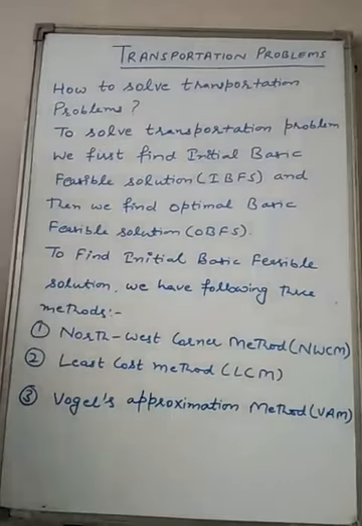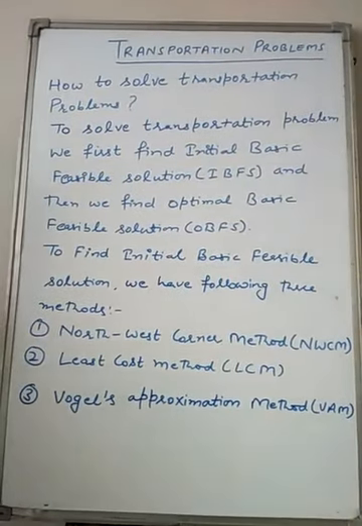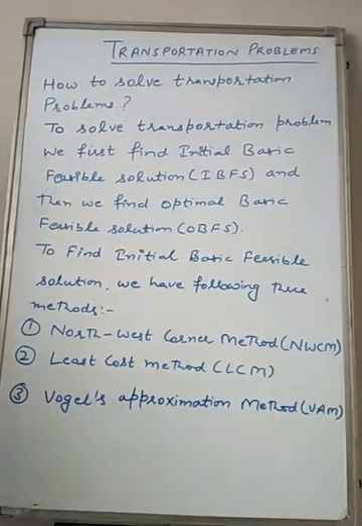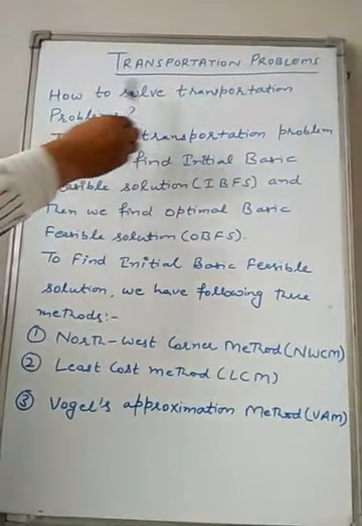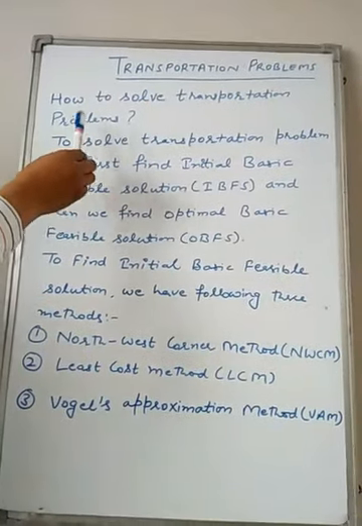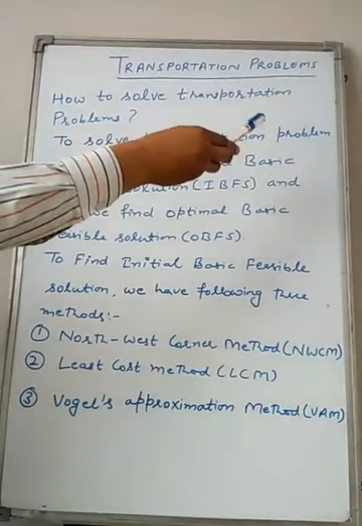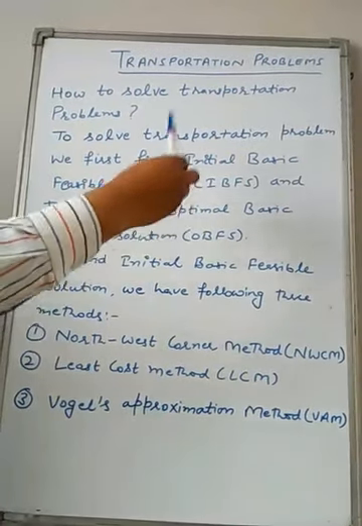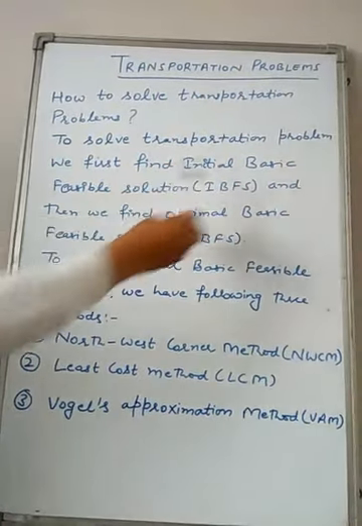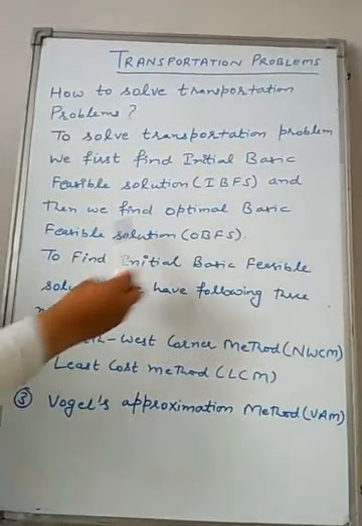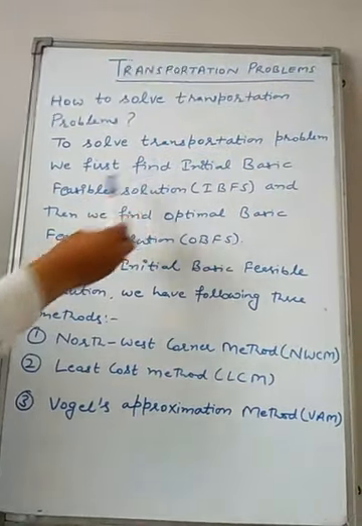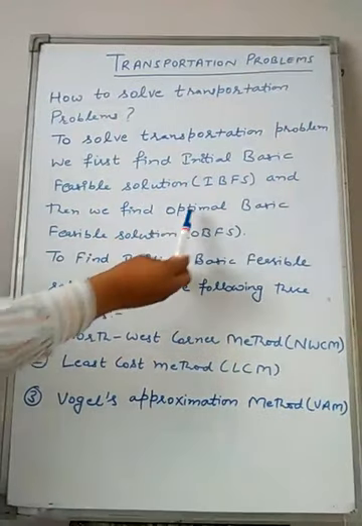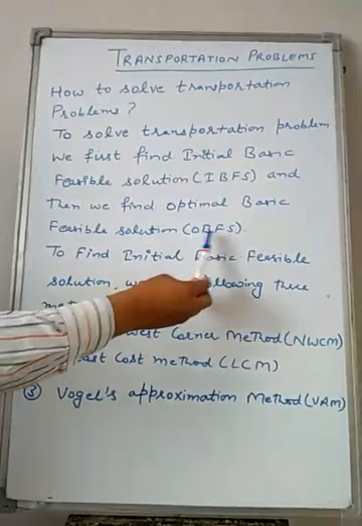In the last video, I discussed the basic formulation of transportation models. Today, I am going to discuss how to solve transportation problems. To solve a transportation problem, we first find an initial basic feasible solution, and after that, we find the optimal basic feasible solution. I represent the initial basic feasible solution by IBFS and the optimal basic feasible solution by OBFS.